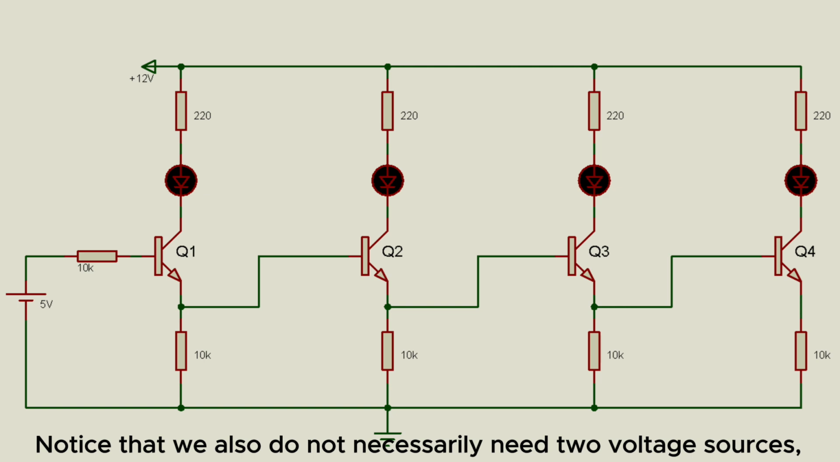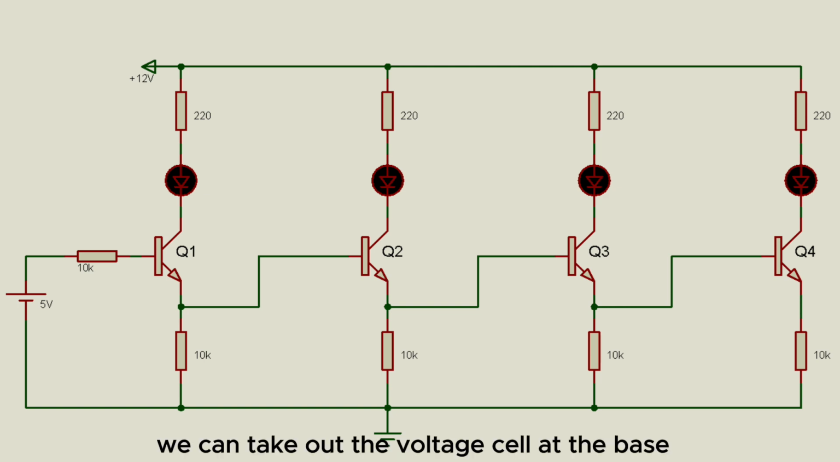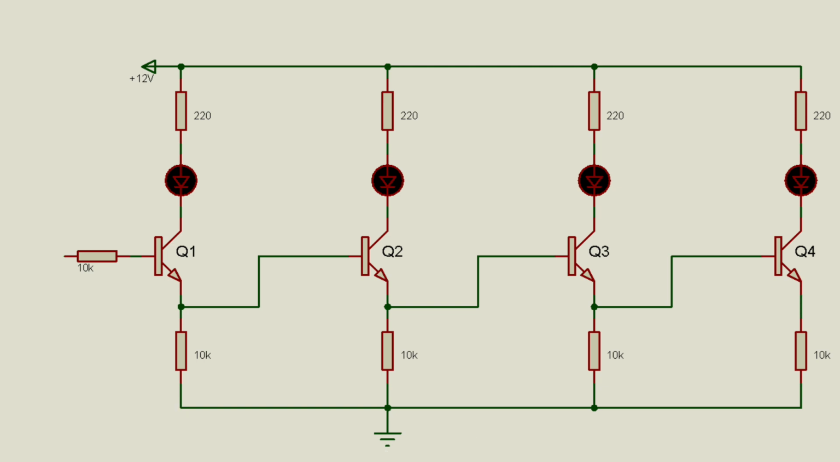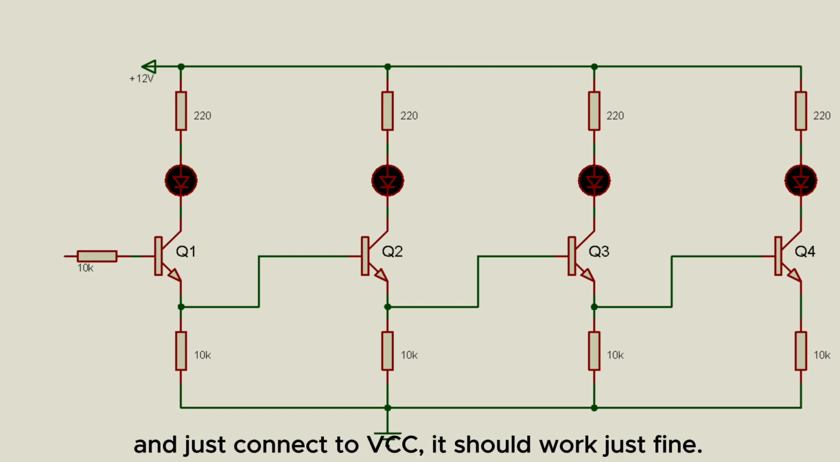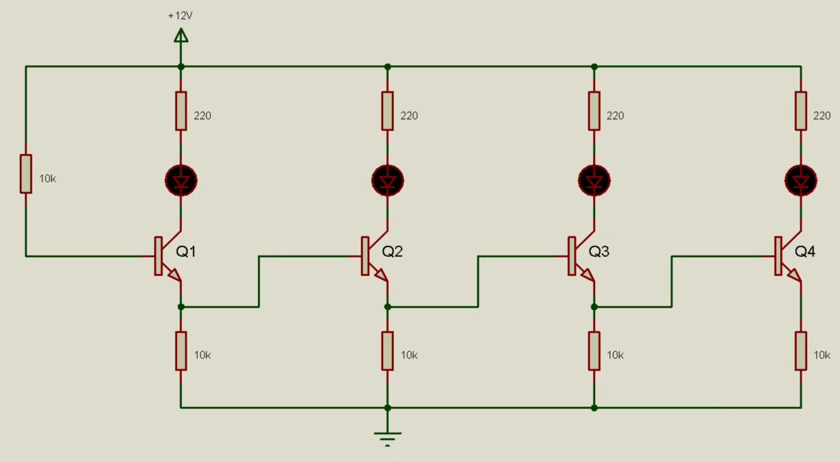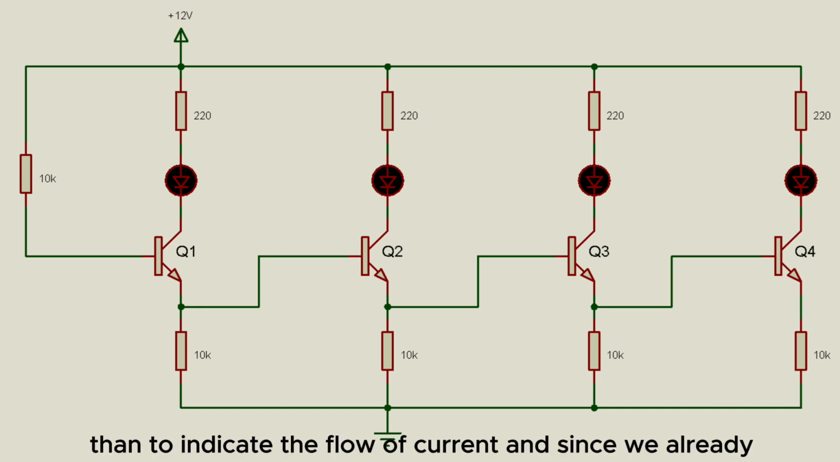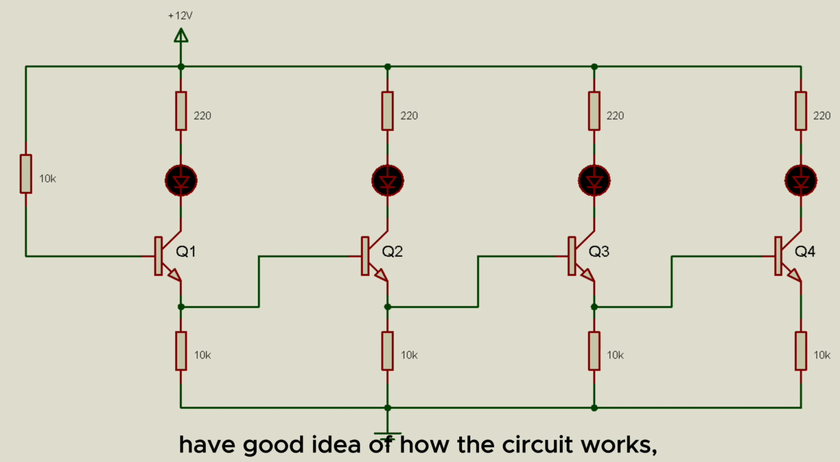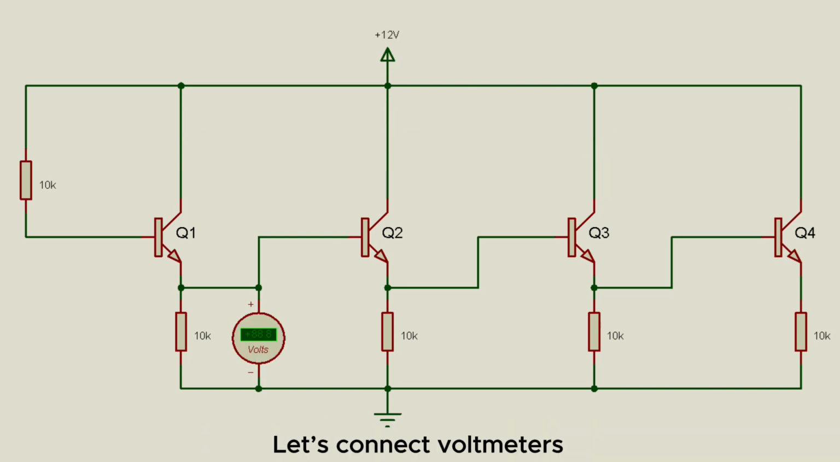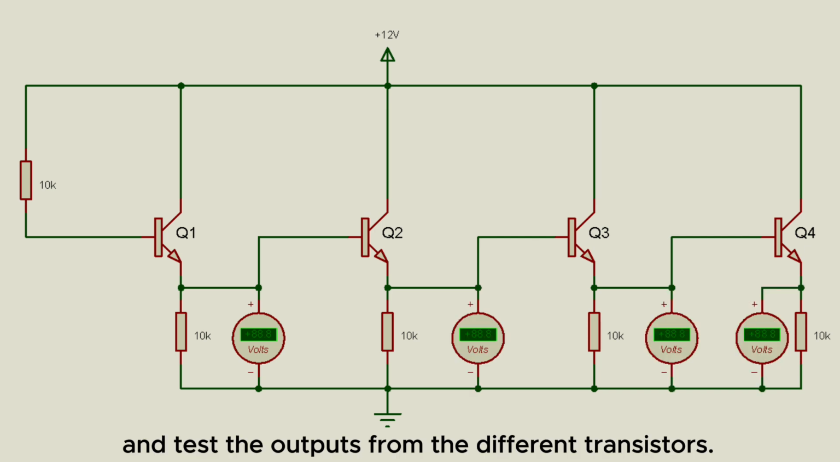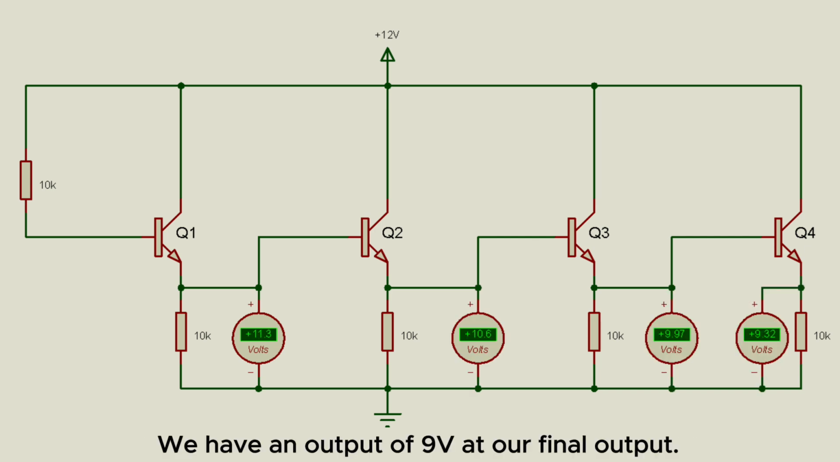Notice that we also do not necessarily need these two voltage sources. We can remove the voltage cell at the base and just connect to VCC. It should work just fine. As we earlier established, the LEDs serve no further purpose than to indicate the flow of current. And since we already have a good idea of how the circuit works, I don't think we need them anymore. Let's connect voltmeters and test the outputs from the different transistors. We have an output of 9 volts at our final output.